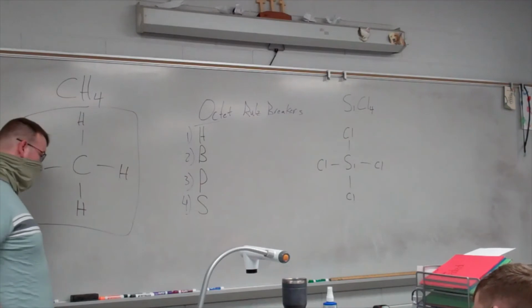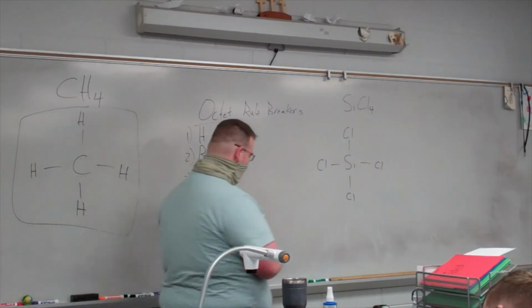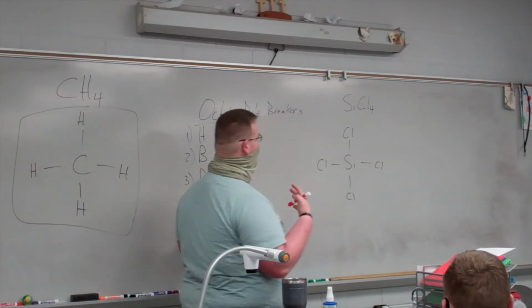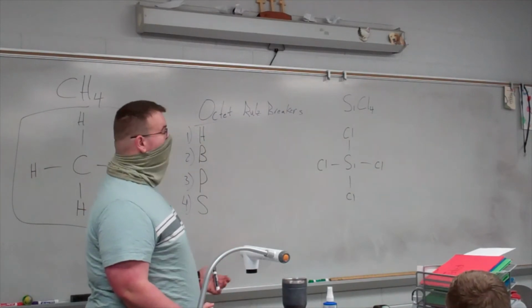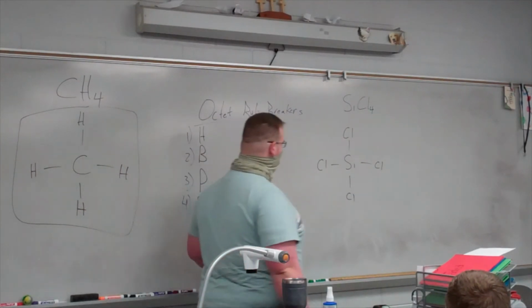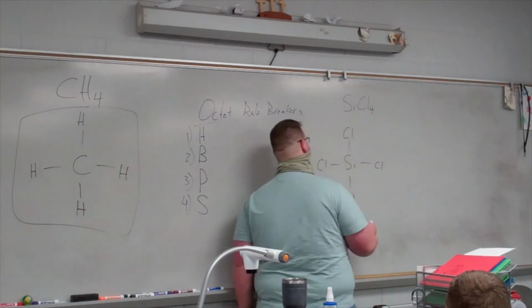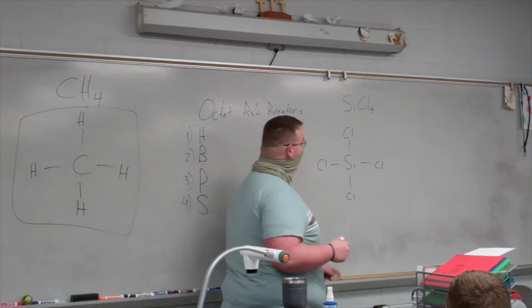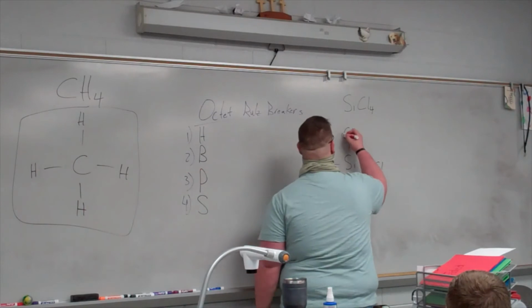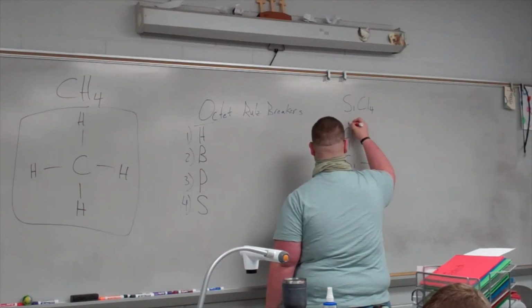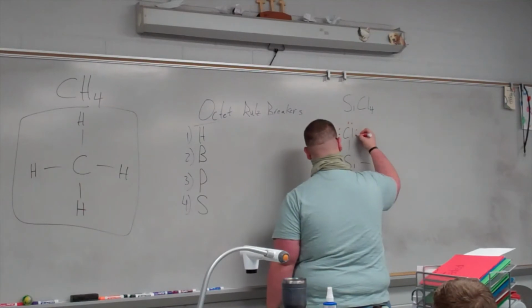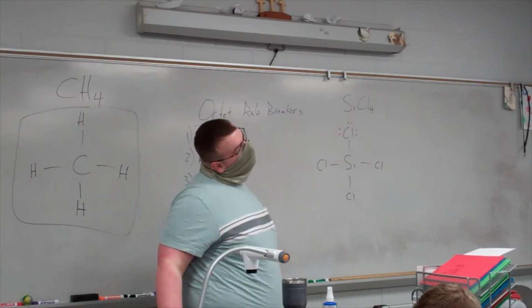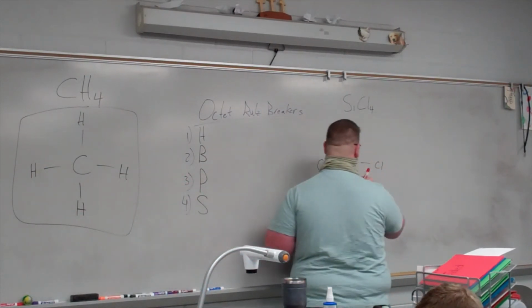Give everything a full octet. Before you jump into this, look, are there any rule breakers here? Is there any rules that are going to break the octet? Nope. So we can just go straight through, give everything full octet. So how many electrons do I need to put on this chlorine? 6. Why? Because it has 2 coming from the bond. So 1, 2, 3, 4. What about the other 3 chlorines? Same thing. Because they all have a single bond.